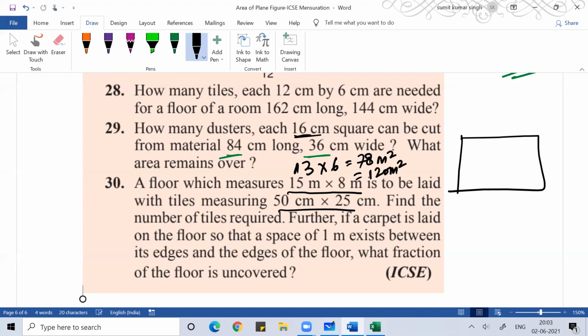120 मीटर स्क्वायर. What fraction of floor is uncovered? So what fraction of floor is uncovered? That would be 78 by 120.